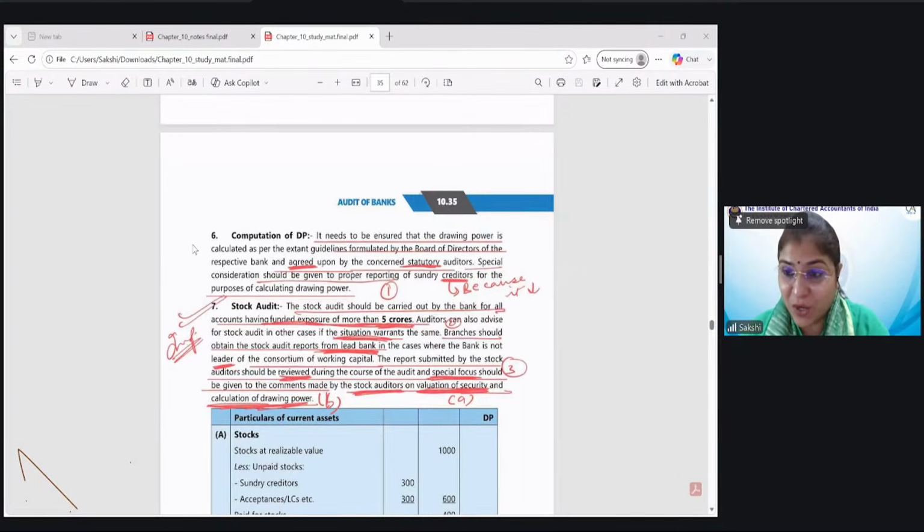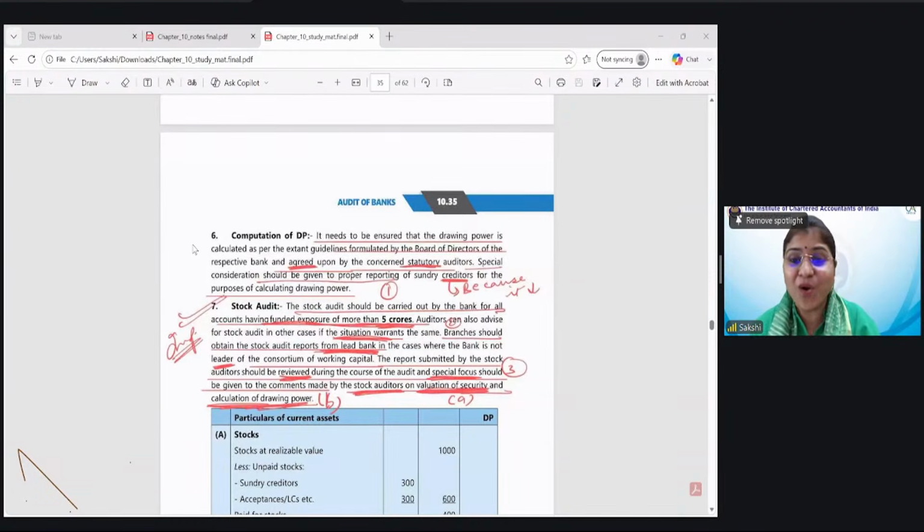Then stock audit. When is stock audit important? This we were talking of bank audit, okay. Stock audit, when do you need to get stock audit done? Stock audit, you understand, you go to the client's place and you do the audit of the stock, only the stock. See, there are different kinds of audit. Revenue audit, where you audit the revenue, the receipts, okay. There's a stock audit where you audit the stock.